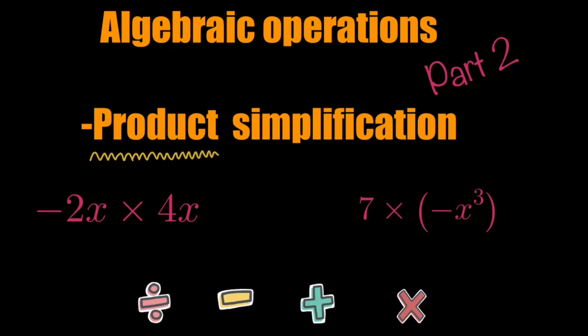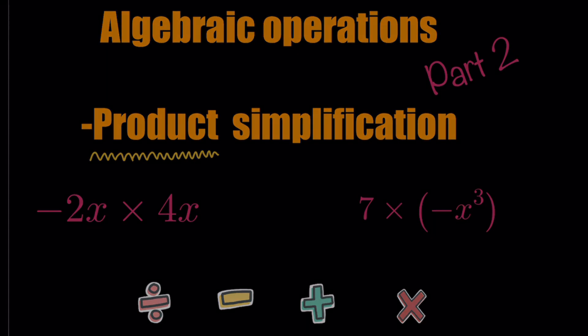Welcome to Online Math. This is Algebraic Operations Part 2, and today we will look at product simplification involving both negative and positive numbers. To simplify algebraic products such as 2x times negative 3y, we first need to understand how to times negative and positive numbers. So let's revise how to times negative and positive numbers.